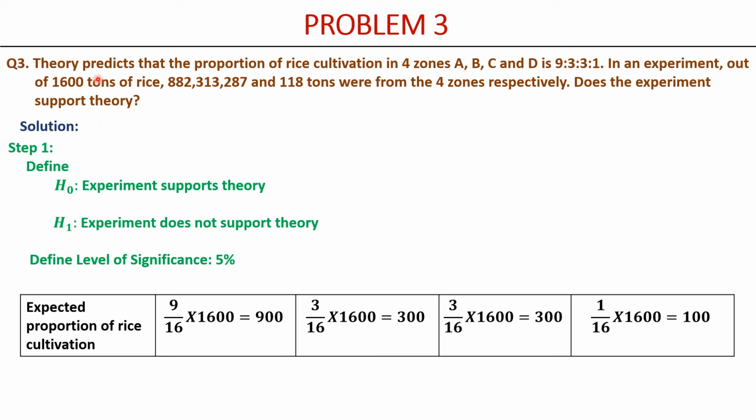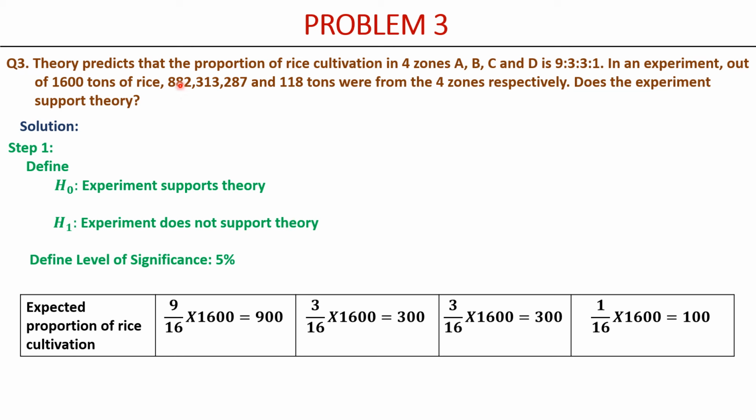So we have a theoretical prediction that these four zones, the yield of rice cultivation is in this ratio. And experimentally, we have taken 1600 tons of rice and we have seen that these four zones give so many tons of rice. Now we have to check whether the experiment that we have done correlates with or supports the theory. So naturally, our H naught would mean yes, the experiment supports theory. H1, experiment does not support theory.